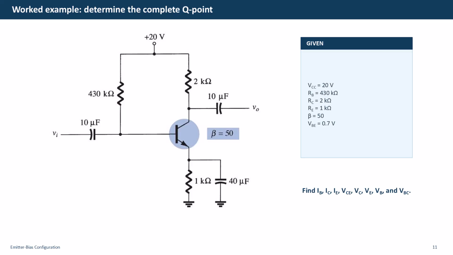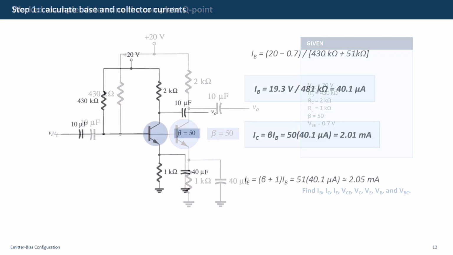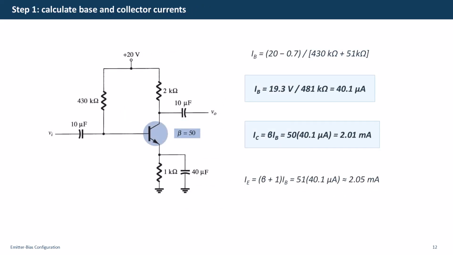The circuit image also shows coupling and bypass capacitors, but they are open for the DC calculation. Therefore, their values do not enter the bias equations. Before substituting numbers, keep the units compatible. Kilo ohms combined with volts will naturally produce milliampere scale current, while the base current is expected in microamperes. Substitute the given values into the base current equation.